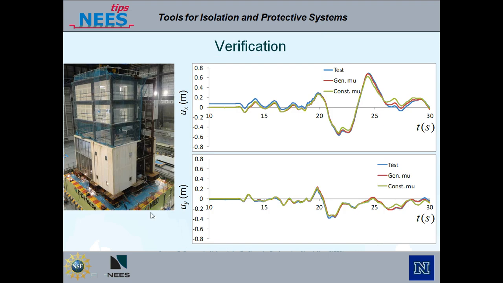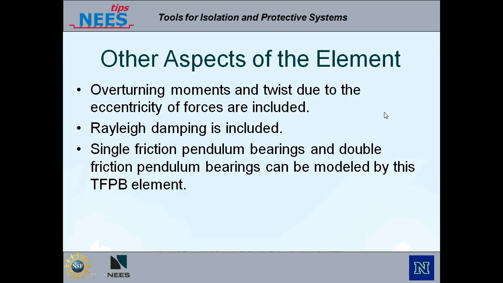The developed element has been validated using full-scale bearing data from an e-defense test. As you can see, both constant friction coefficient model and general friction coefficient model predict the displacement of the isolation system from the test well, but the general friction coefficient model produces a better match to the test data.